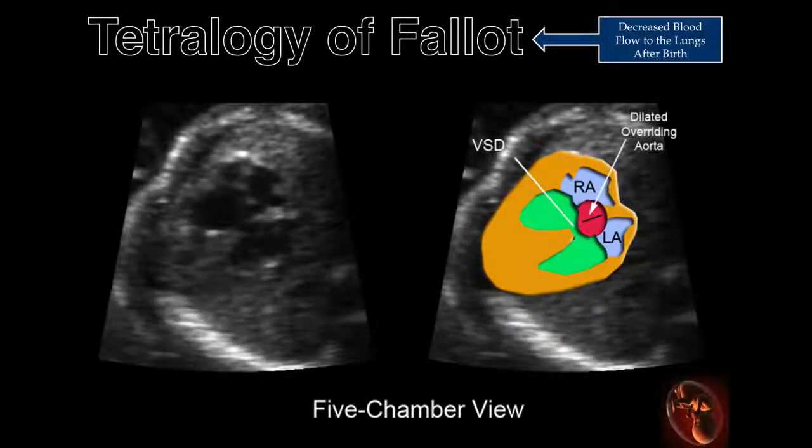This is the 5-chamber view that is obtained in a transverse plane just cephalad to the 4-chamber view. Notice that the dilated aorta overrides the ventricular septal defect. In the majority of fetuses with tetralogy of Fallot, one of the first clues that this defect is present is the detection of an enlarged aorta.